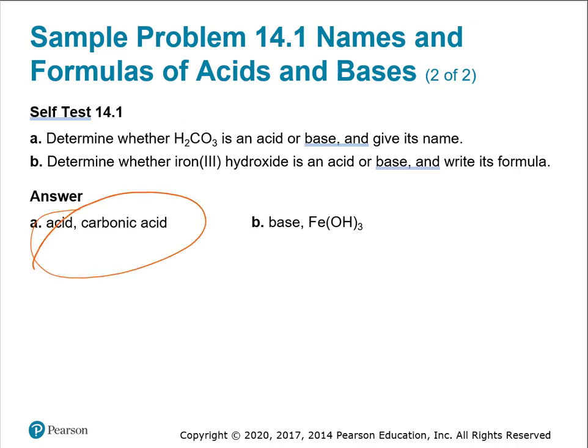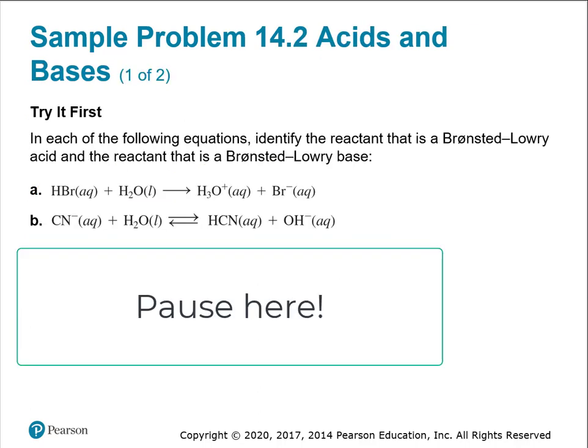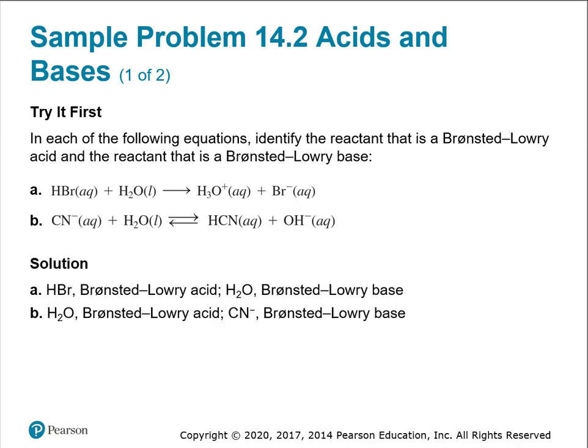H2CO3 is an acid. In fact, it's carbonic acid. Iron 3 hydroxide is a base. It's Fe(OH)3. Pause the video here to try A and B. Let's look at A first.